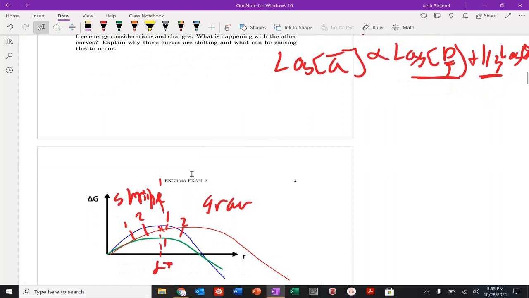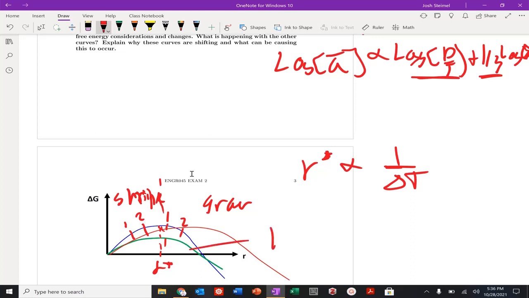What is happening with the other curves? My other curve, the red curve, is shifting. Remember, my R star is proportional to 1 over delta T. So if I decrease my amount of undercooling, I'm going to shift this R star. That's what's happening on the red curve. The green curve here is heterogeneous nucleation.